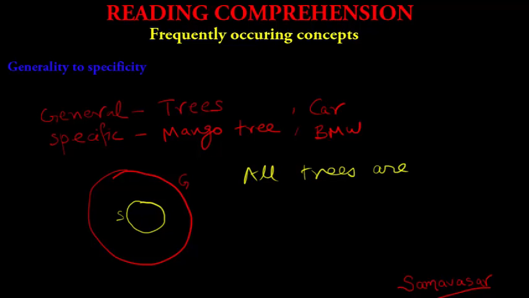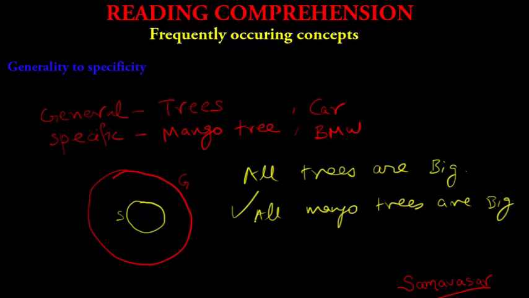are big in this particular forest, and then in the answer choices you are given that all mango trees are big, this is a correct answer choice. So you need to remember, if the general statement is given, then the specific statement automatically becomes true. But if a specific statement is given, the general statement is not true.